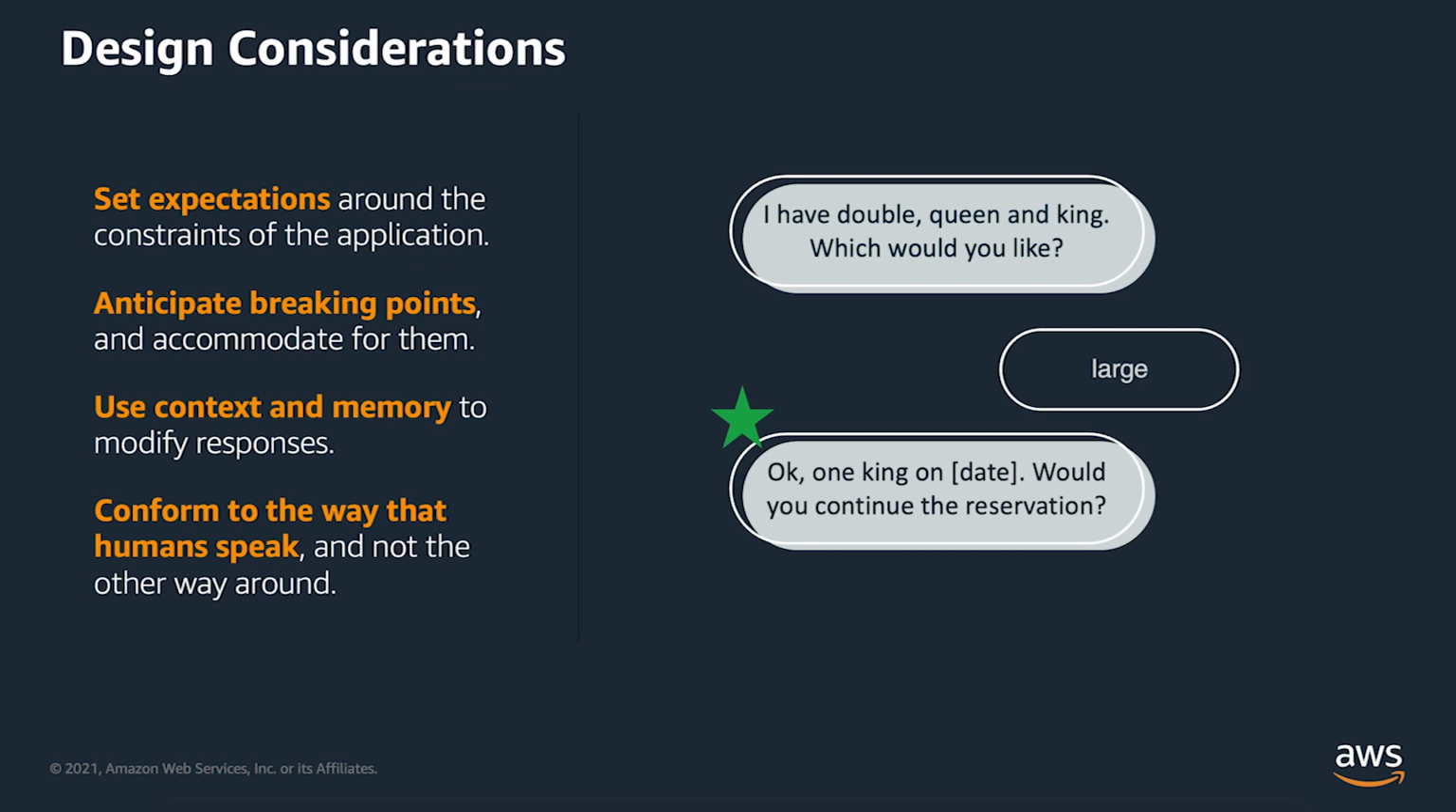User says large, we as humans, when we're designing this system, we know that large is a synonym for king. So we can put that into our bot and say, okay, 1 king on date. Would you like to continue the reservation?